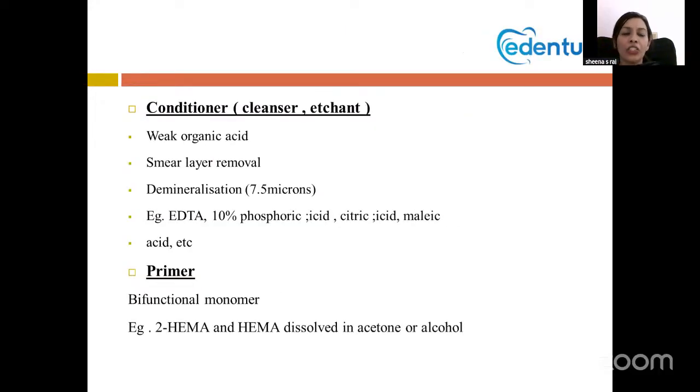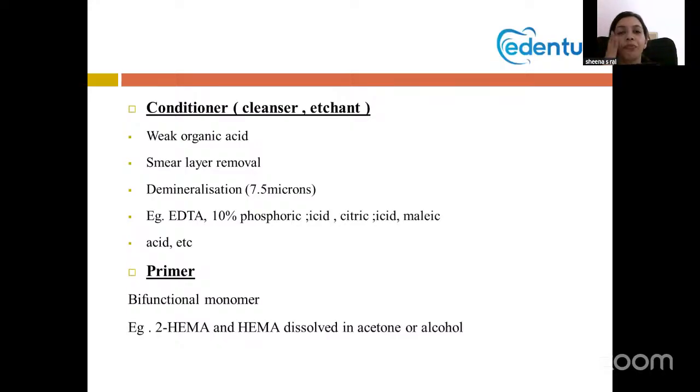Now, what is a conditioner? Conditioner is always a weak acid. Please think, we use etchant and we use conditioner. The etchants we use are actually very concentrated acids like 37% phosphoric acid. Conditioner is like EDTA, that is only for removing the smear layer. But in the case of etching, it causes an increase in the surface area and surface irregularities are formed. So that is the difference. Conditioner, mild acids. Etchant, strong acids.